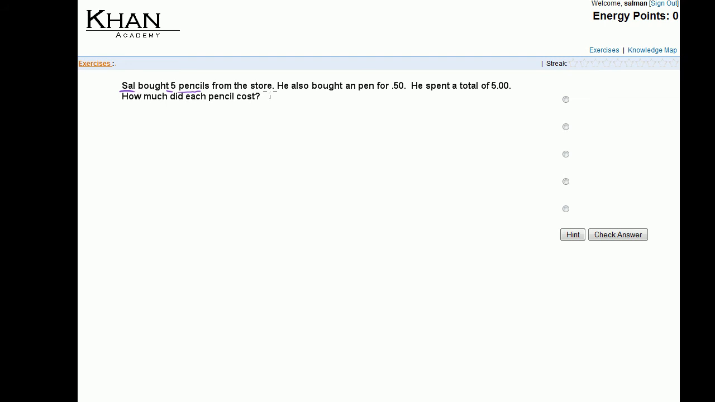Sal bought 5 pencils from the store. He bought a pen for 50 cents. He spent a total of $5. All of these are random numbers, obviously, but we have to make sure that the numbers work out so we have nice, clean math to do. How much did each pencil cost?